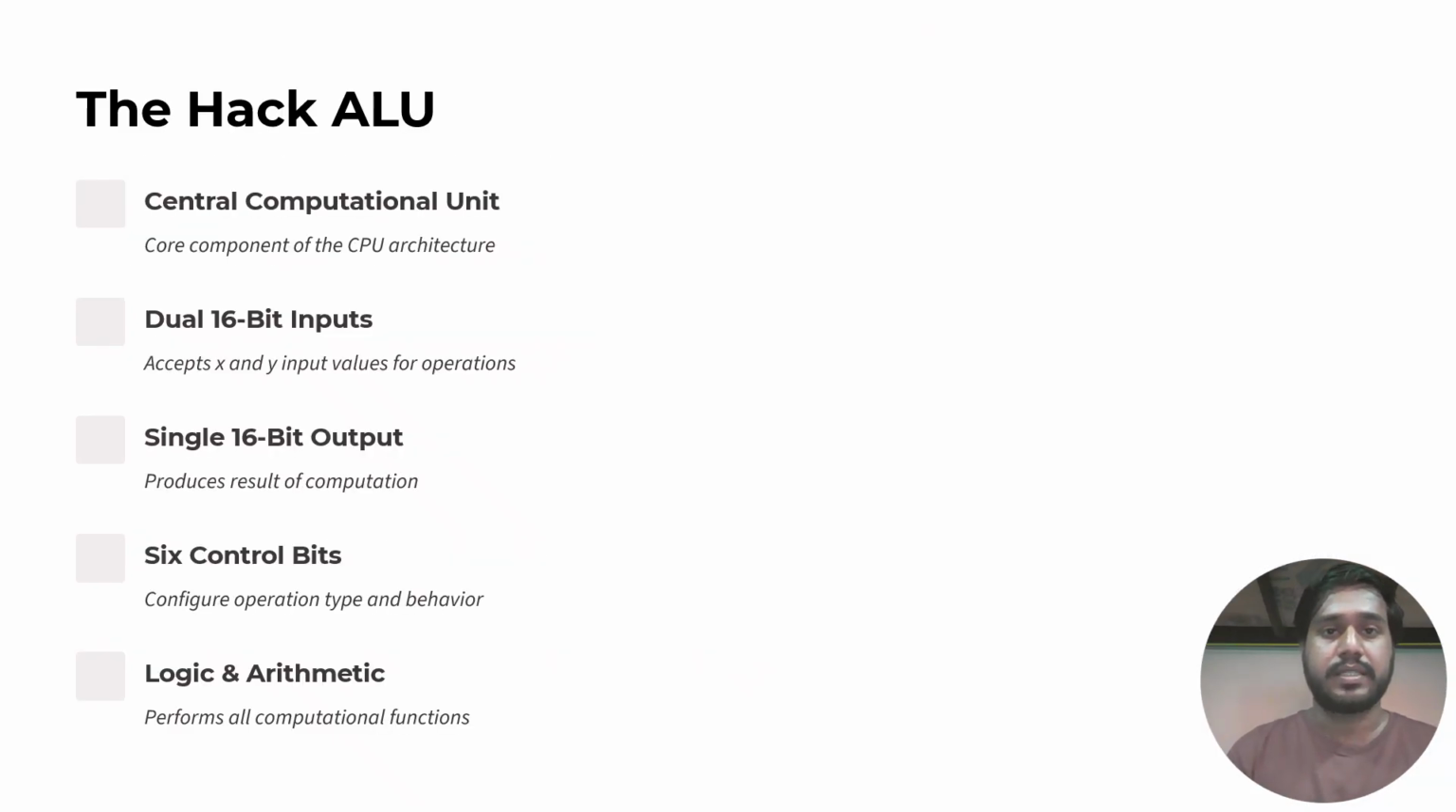The Hack ALU is the central computation component of the Hack computer. It accepts two 16-bit inputs called X and Y. It produces a single 16-bit output representing the result of the operation. Six control bits determine which operation the ALU performs. These operations include addition, subtraction, logical AND, OR, and other functions.